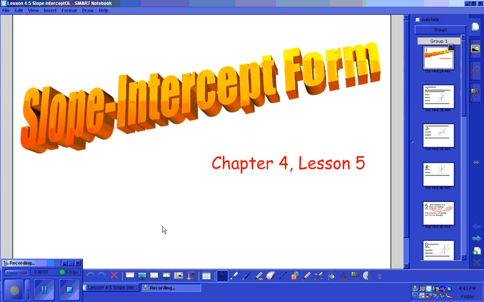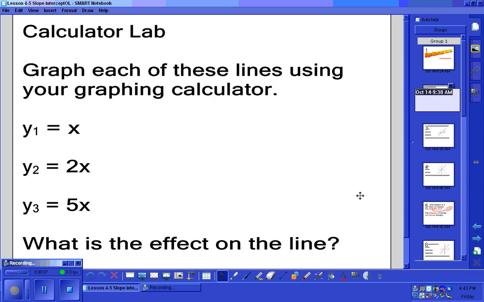Chapter 4, Lesson 5, Slope-Intercept Form. Alright, first of all, grab a calculator and pause the video while you graph each of these lines on your graphing calculator.